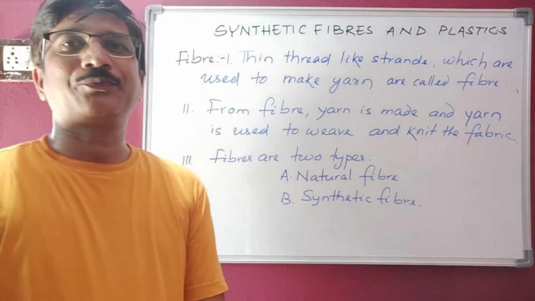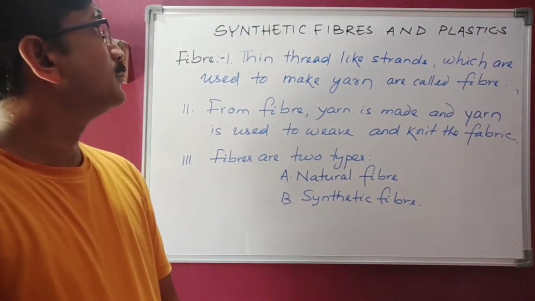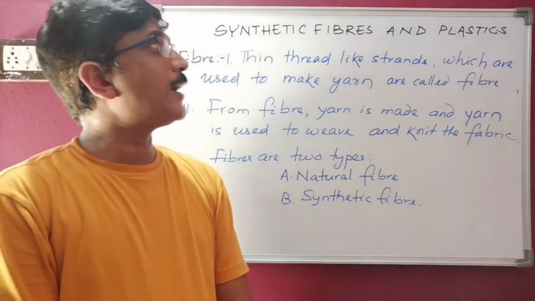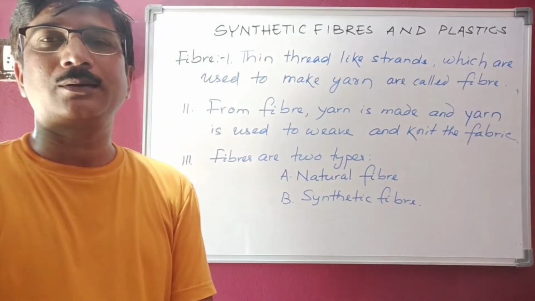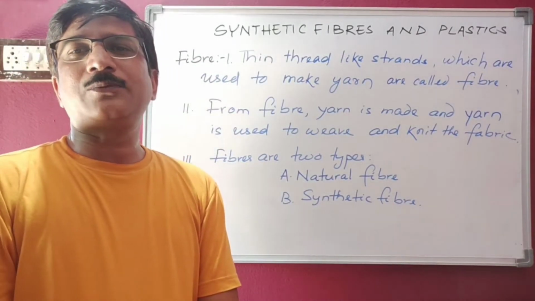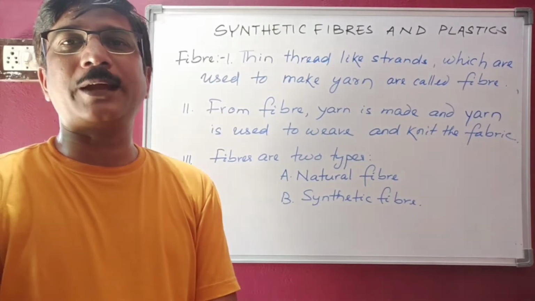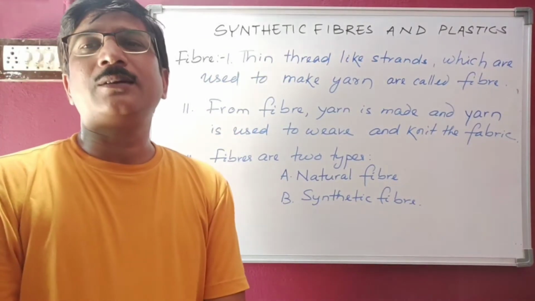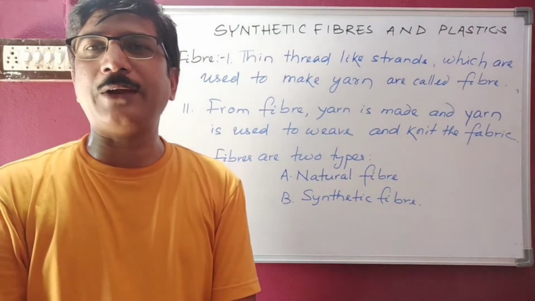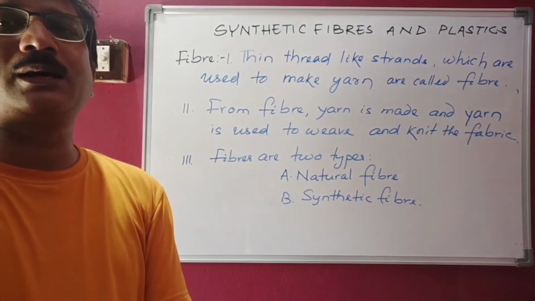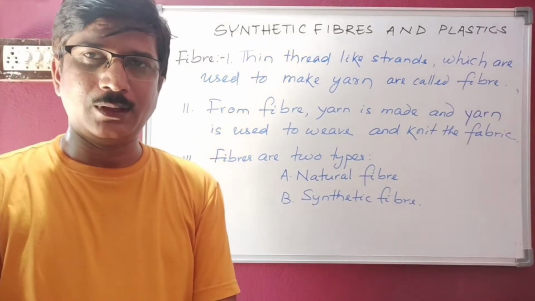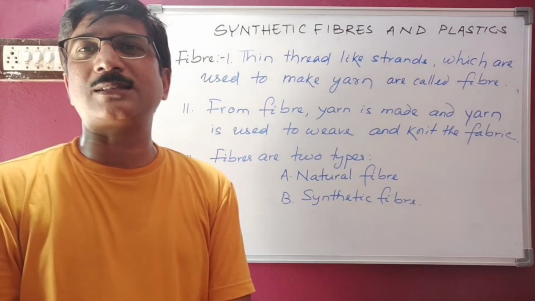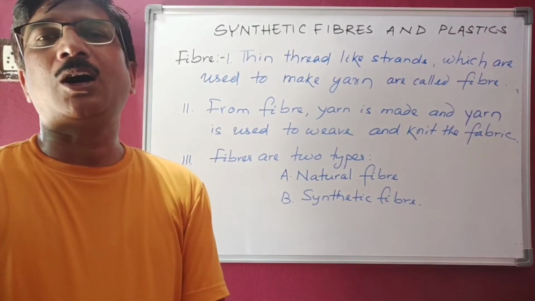Dear students, we will discuss a science chapter, that is synthetic fibers and plastics. It is chapter 3 of the class 8 science book. Students, you have read about fiber and fabric in your class 6 and 7. In class 6, you read about fiber obtained from plants, and in class 7, you read about fiber obtained from animals.